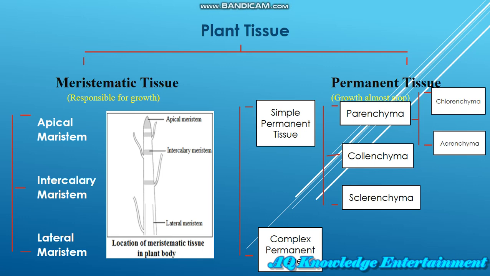Why are they called complex? Because they are made up of more than one type of cell. All these cells coordinate to perform a common function. That means there are different types of cells in this tissue, but all these cells coordinate with each other to perform the same function.